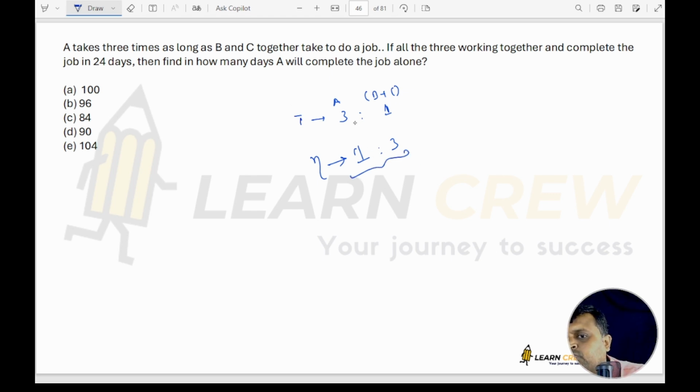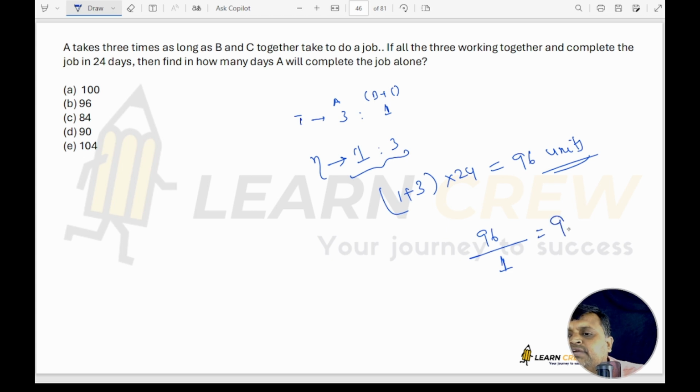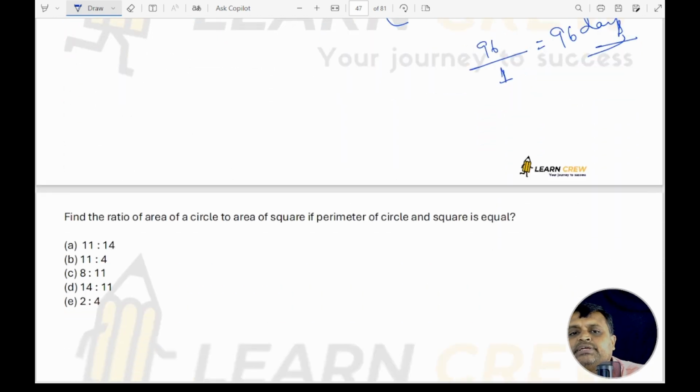24 days. So A is doing 1, B and C together doing 3 in 24 days. 24 into 4, 96 units is the total work. Then find in how many days A alone can complete the same work. This 96 units, A's capacity is 1 per day. So 96 by 1, 96 days. So A alone requires 96 days to finish the work.